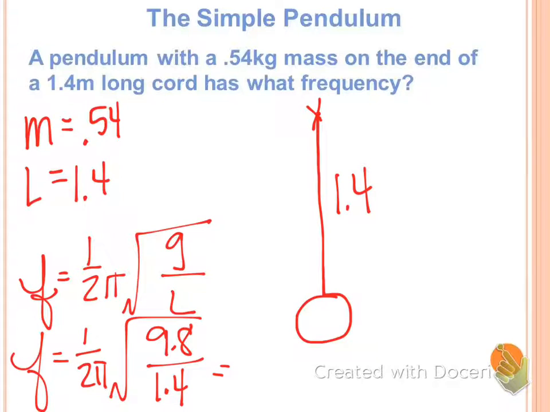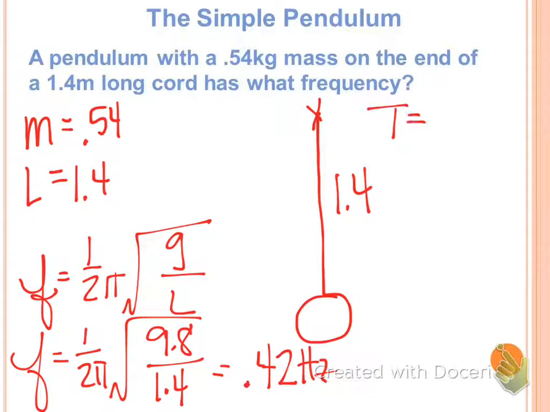What do we have for our frequency here? 0.42. And our units for frequency? Hertz. Okay, 0.42 hertz. What if I wanted to find the period now? What could I do? 1 over that.